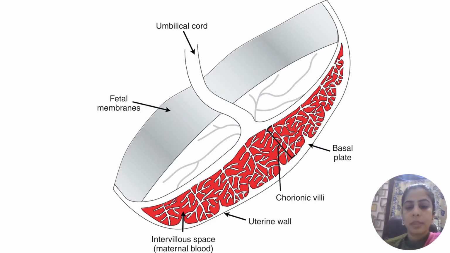So as you can see in the picture, this is the maternal surface. Then this is where the umbilical cord is present. This is the fetal surface. The maternal surface comes from the lining of the mother's uterus, that means the endometrium. Here you can see the basal plate and chorionic villi, and this is the uterine wall, and there is the intervillous space with maternal blood.